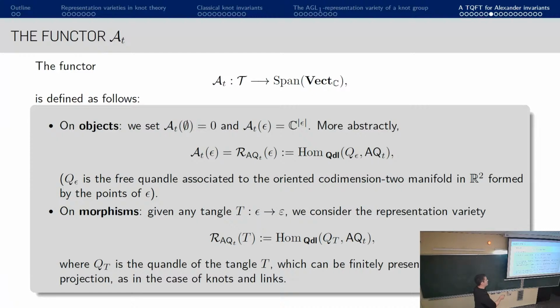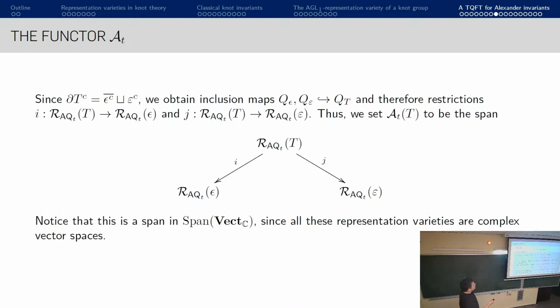And then, given any tangle, you can consider that tangle embedded in R2 times [0,1], and the fundamental group of the complement, representing that into AGL1 and fixing T, is the same as that object. You can define the quandle of the tangle T using, as I told you for knots, the same trick for tangles. You can finally present it using a planar projection, and then that's the space. And you've got the boundary of the tangle, the points there, and you get inclusions of the quandles of those points inside the quandle of the tangle. Or if you think about the fundamental group, it's the same thing.